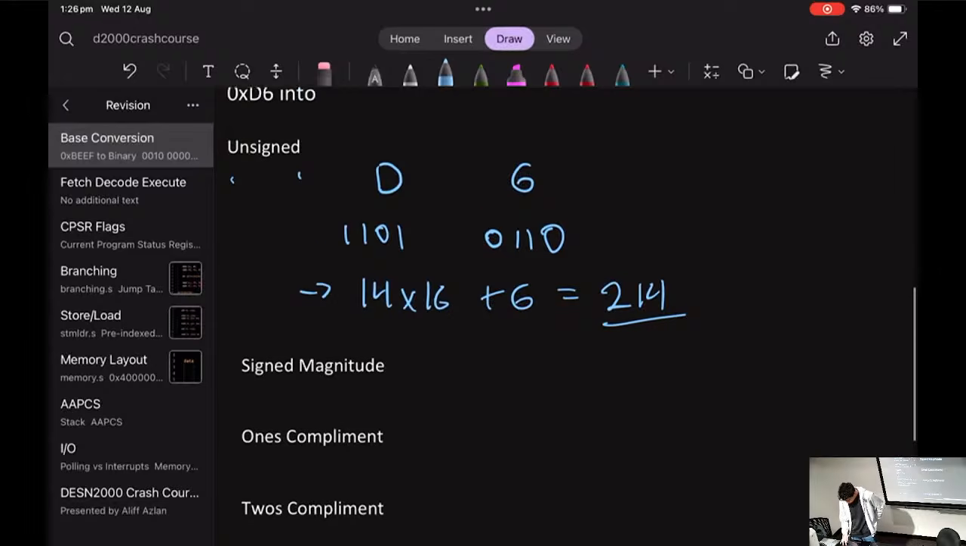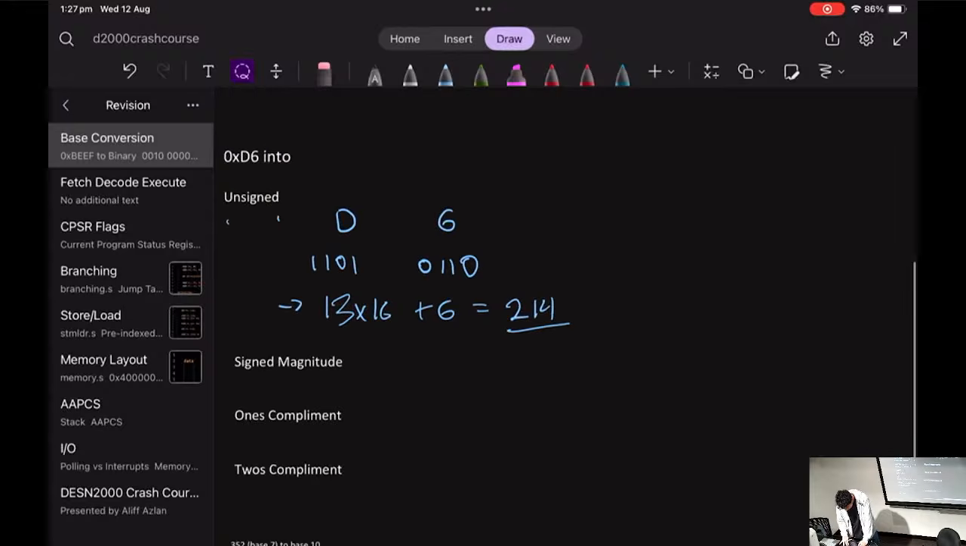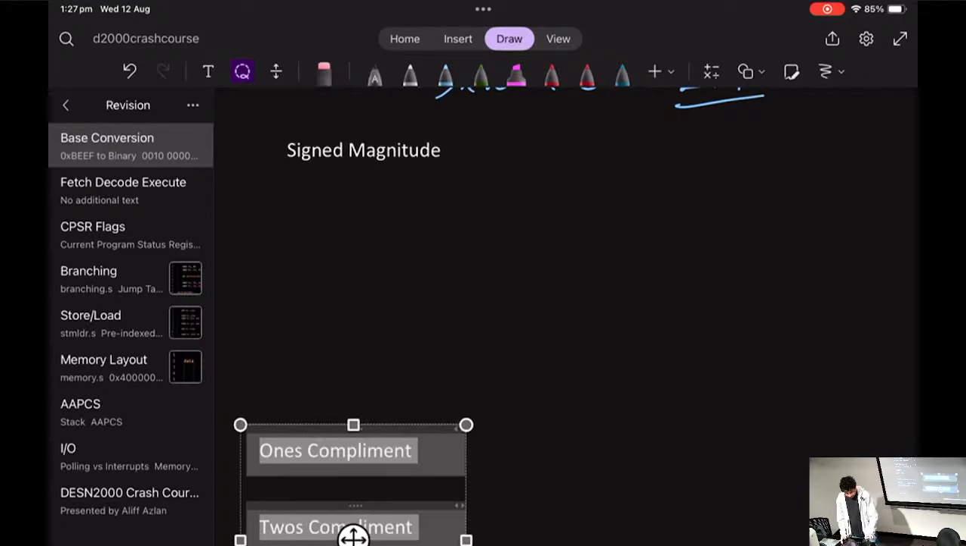Now, F is 15, you are right. I am, yeah, and I think that should still be 214. Hold on. Let's see. So let's do 13 times 16 plus 6. Yeah, it is 214. Just double check that I've done my math correct, because my mental math is not good. Yeah, that is helpful.